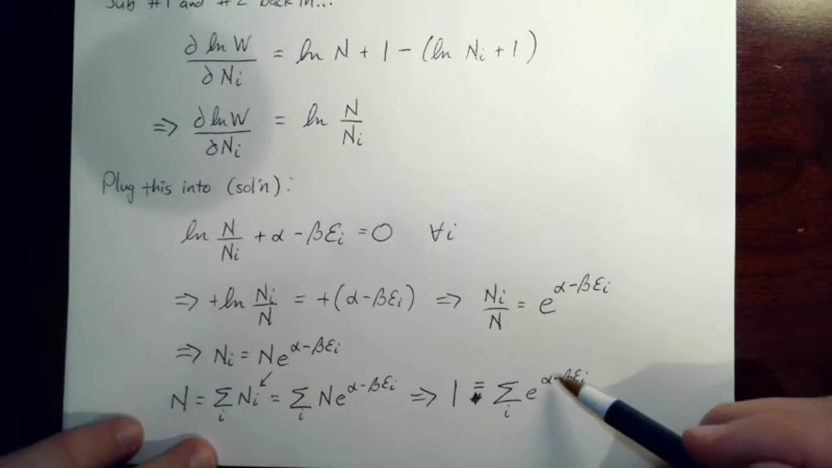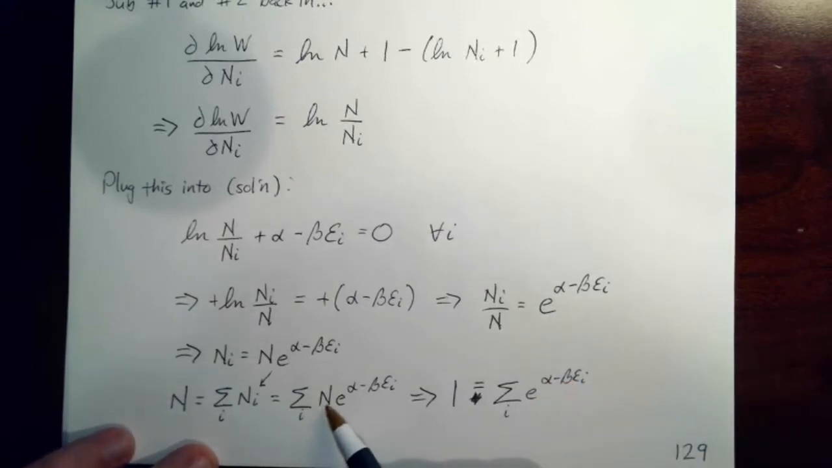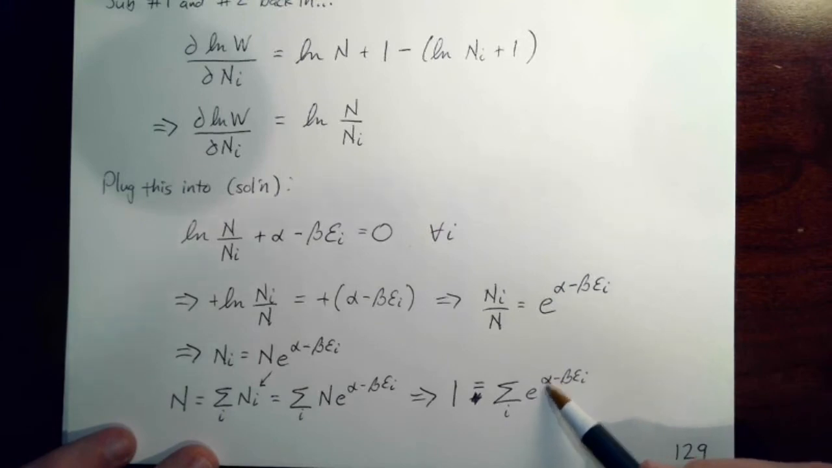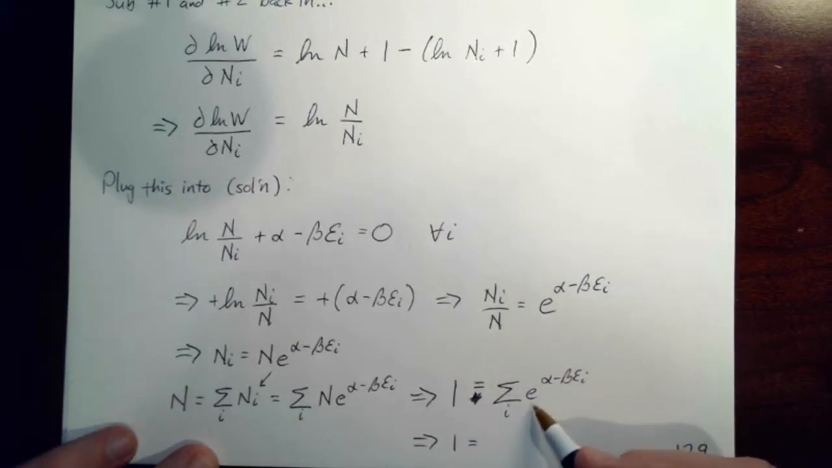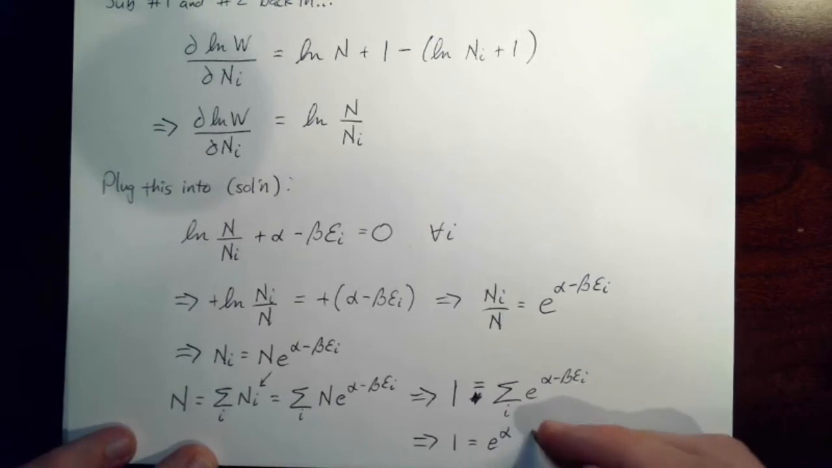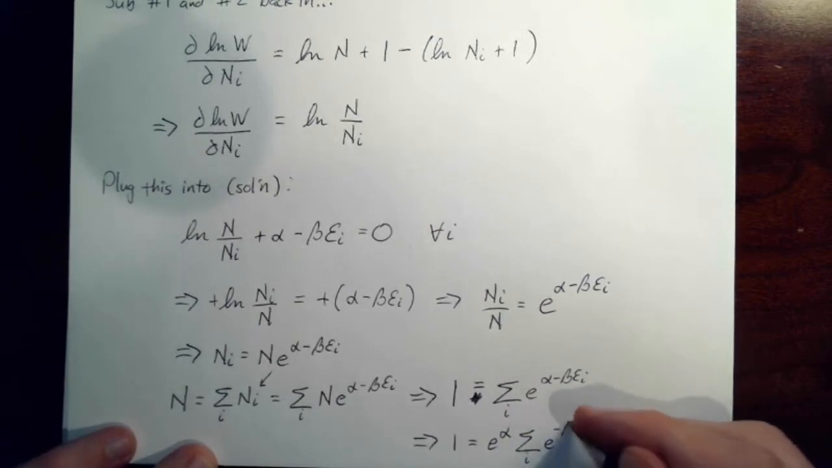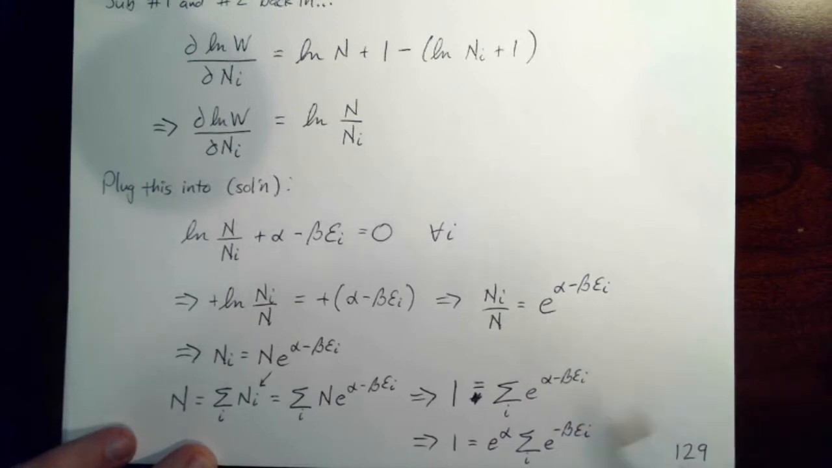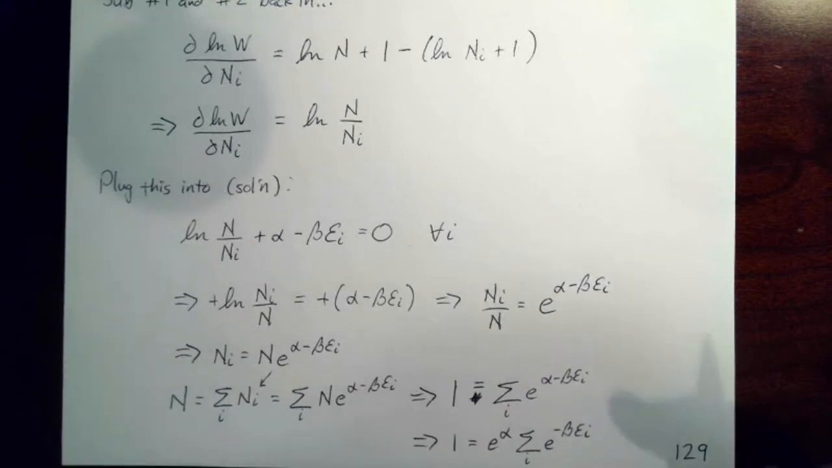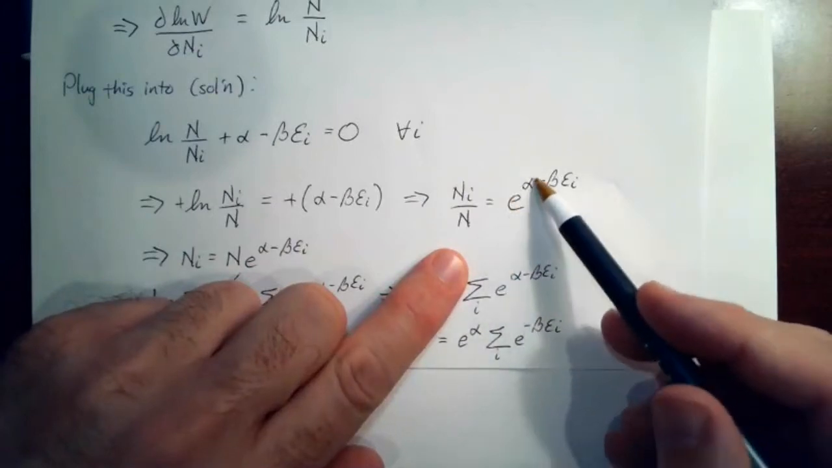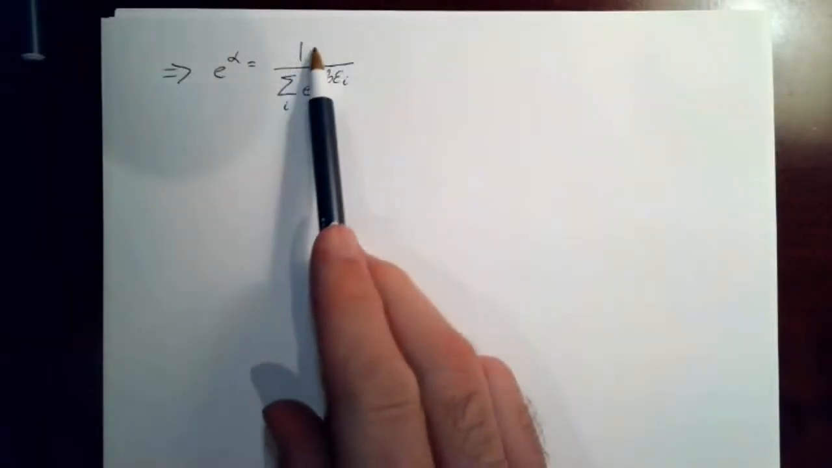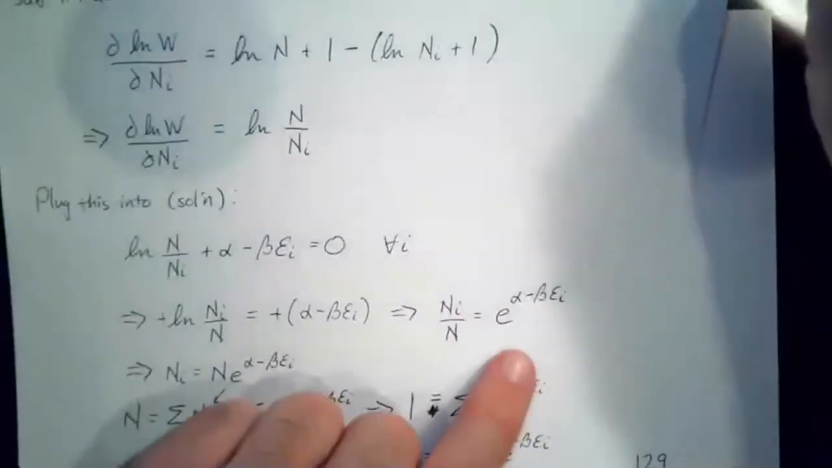Notice that alpha also does not depend on I. N didn't depend on I, so I could pull it out. Alpha doesn't depend on I, so I can pull it out too. Basically every term in the sum is multiplied by e to the alpha. Now I'm going to solve this for e to the alpha, and I'm going to get 1 over this sum. Now I'm going to put this back into the equation that I solved for Ni over N, because now I have an expression for e to the alpha. E to the alpha is 1 over this sum. So I'm going to put that back in here.